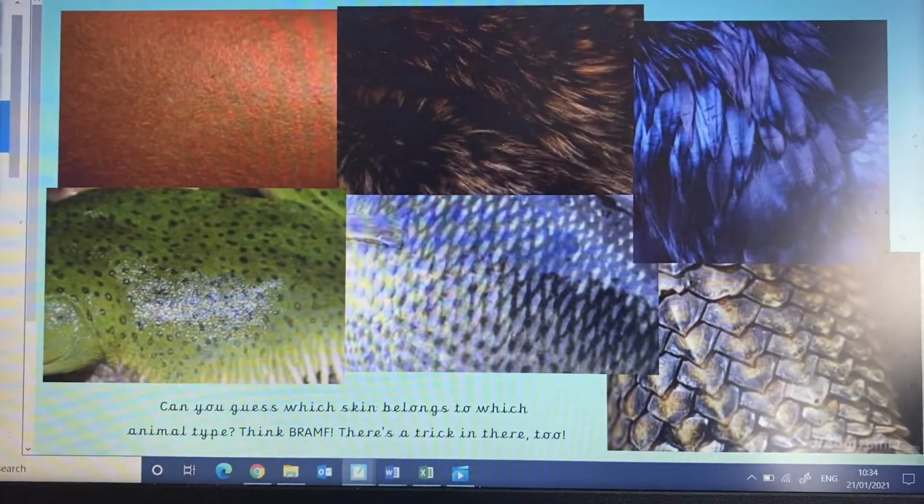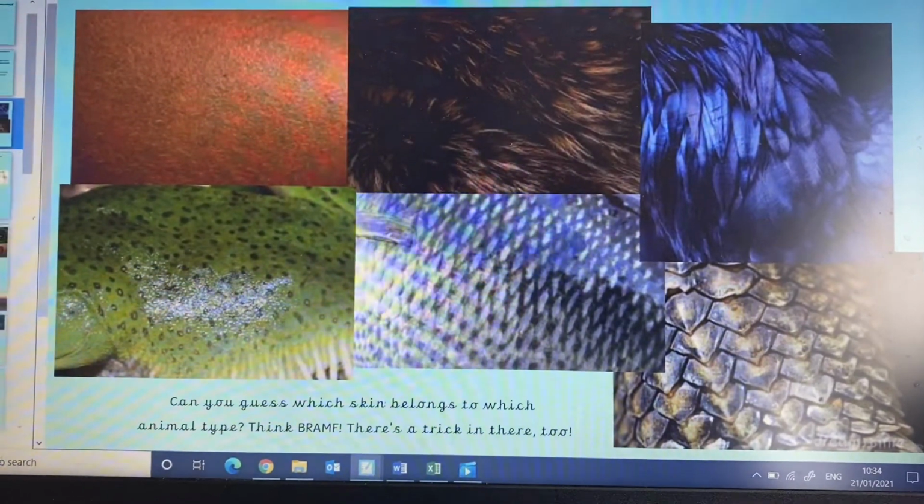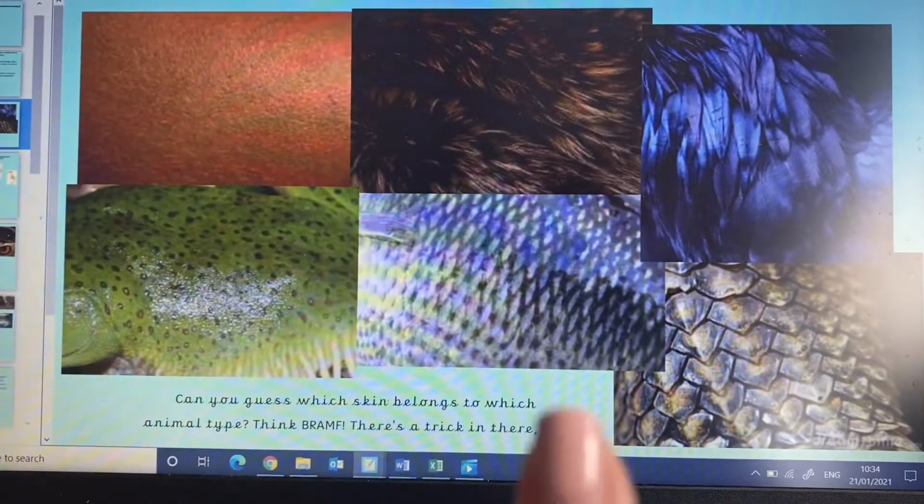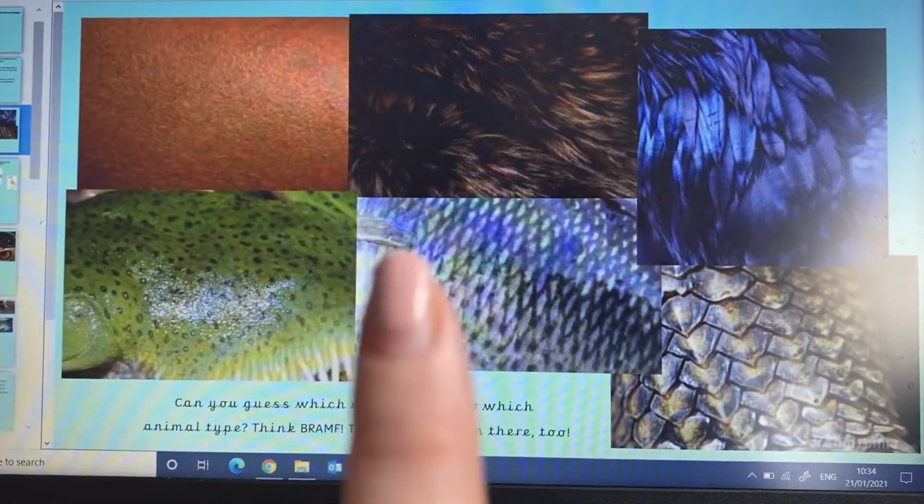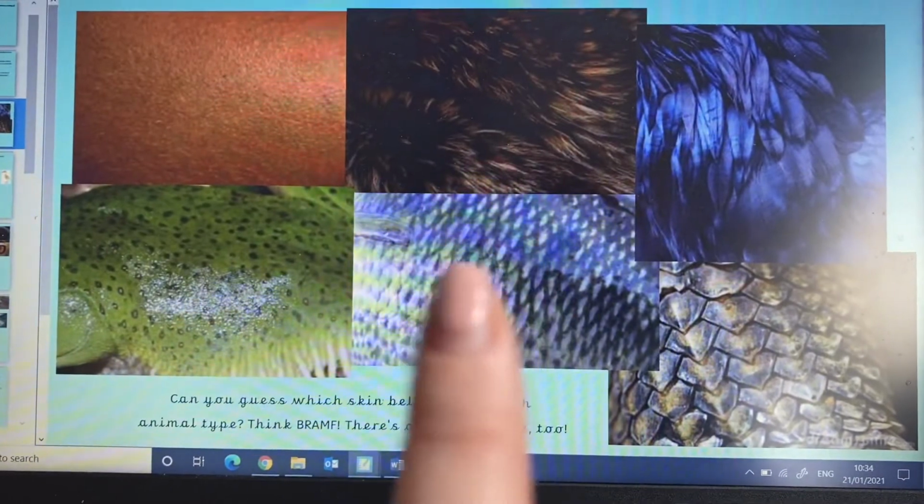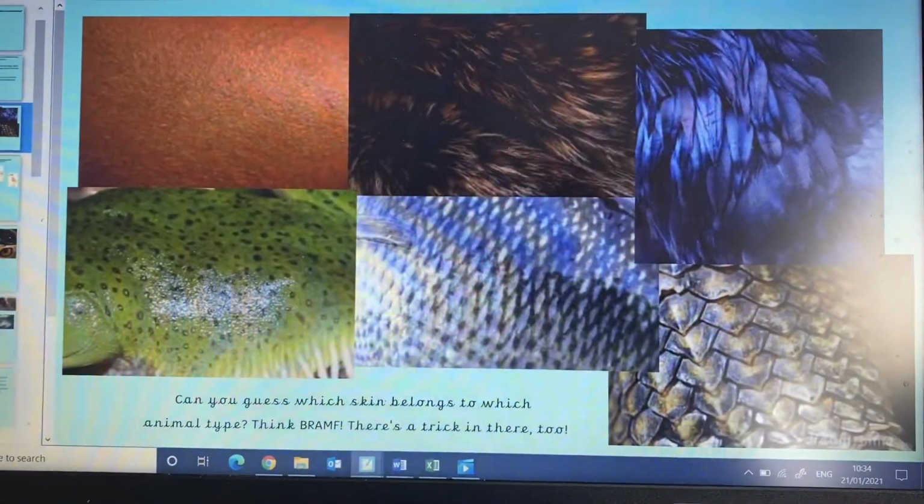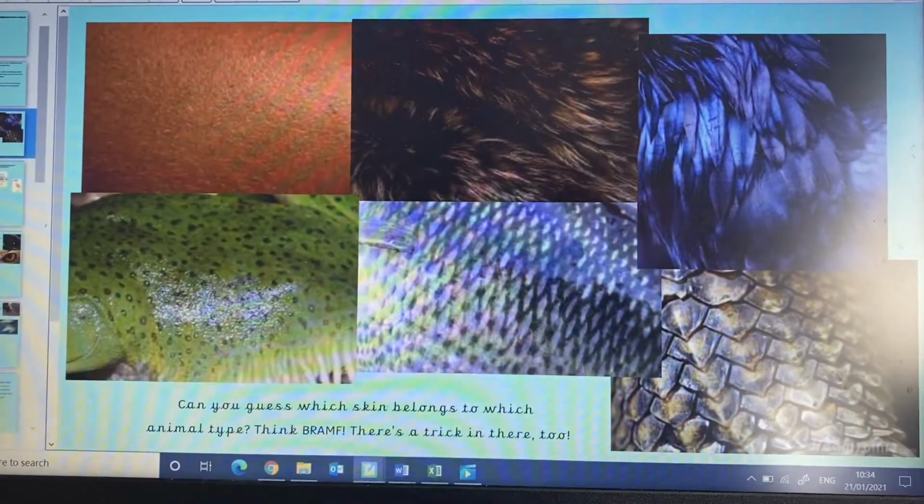Now, the other two, reptiles and fish, are a bit trickier, aren't they? Because they're both scaly. However, this picture gives this one away a little bit because I can see a fin there, and I know that fish have fins, so I'm going to go for that one for a fish and this one for a reptile. Let's have a look at the next one.